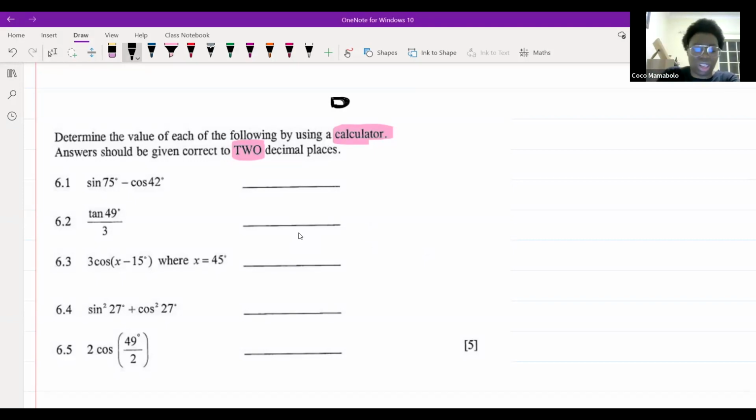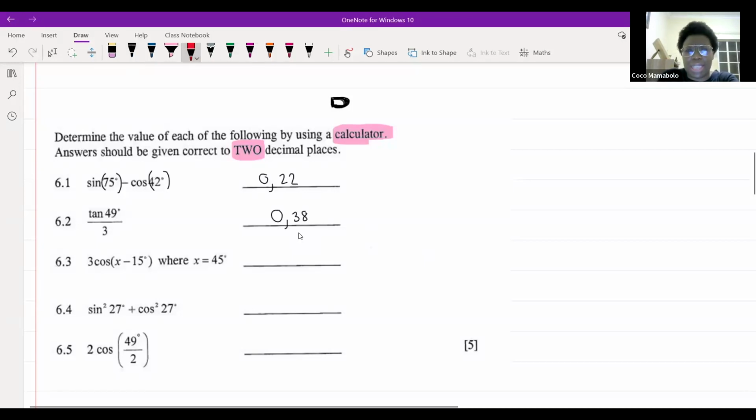We're just going to click on our calculator, just normal sine. Our calculator will open a bracket, and then we'll put 75 in, and then you need to close the brackets and then put in minus cos, open bracket, 42 goes in, close the bracket, and if we put that into our calculator, we should all get 0.22. Simple work. All right, tan 49 over 3, if we put that into our calculator, that should give us 0.38.